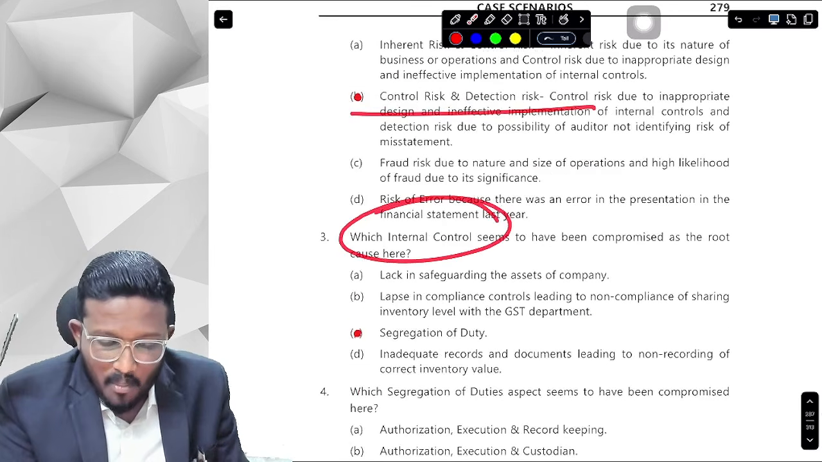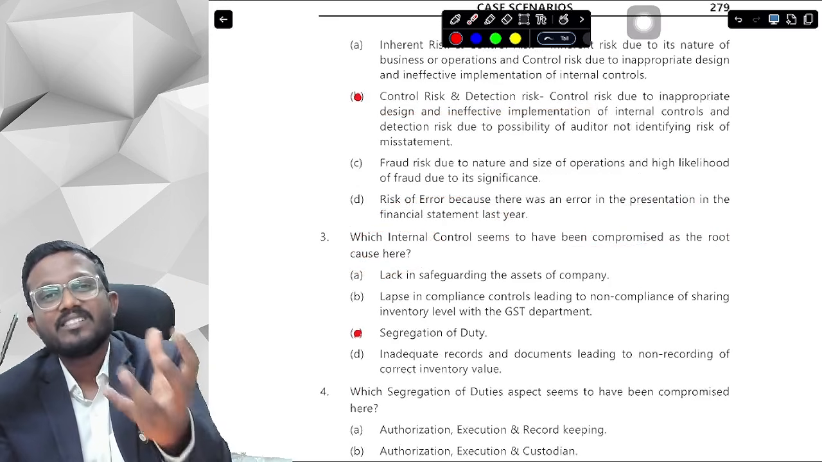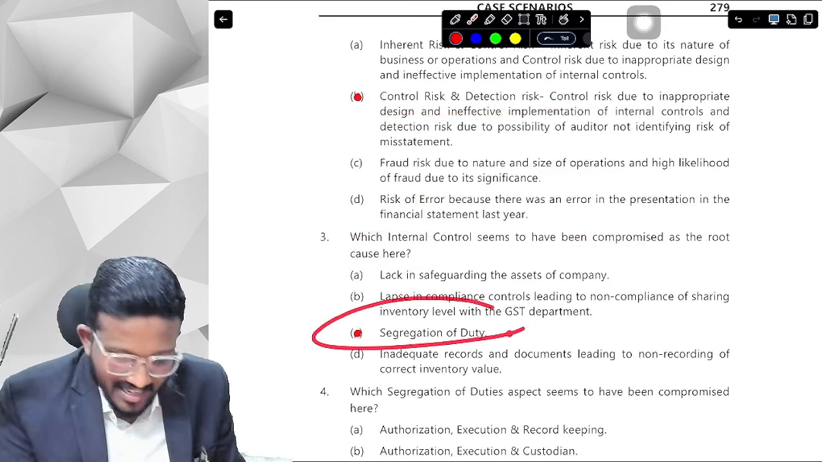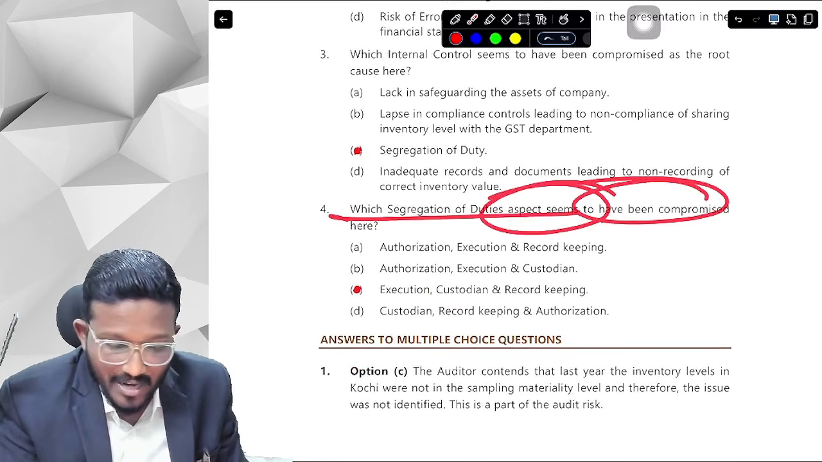Next, which internal control seems to have been compromised as the root cause here? The root cause is segregation of duties. You are not following segregation of duties. Okay, yes sir. Which segregation of duty aspect seems to have been compromised here?